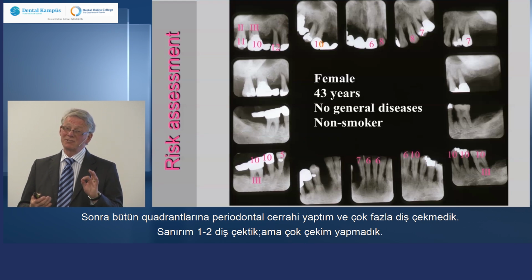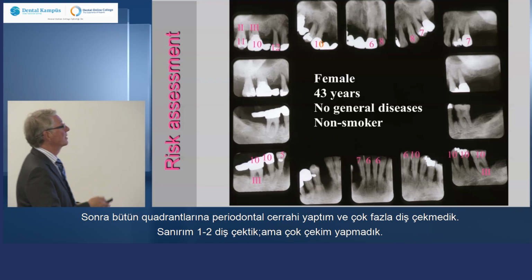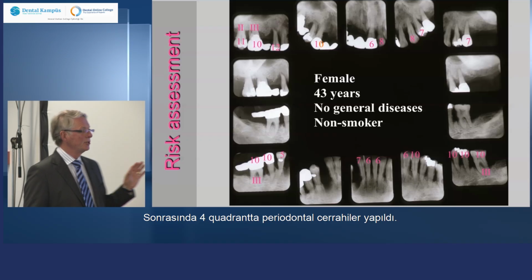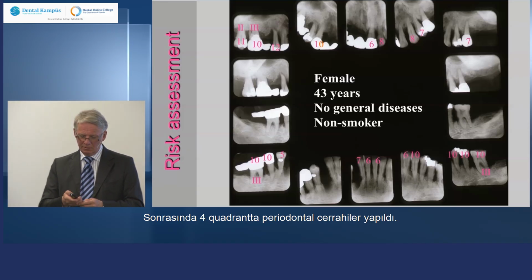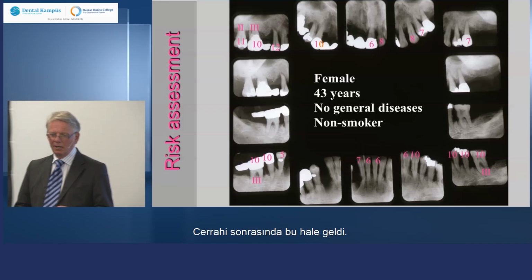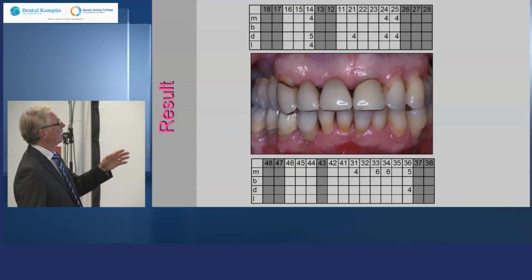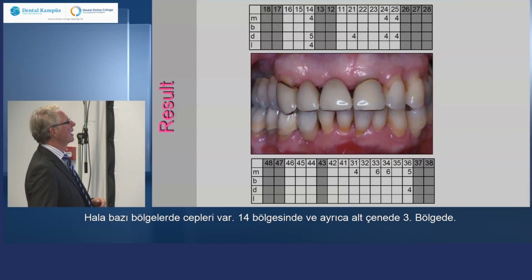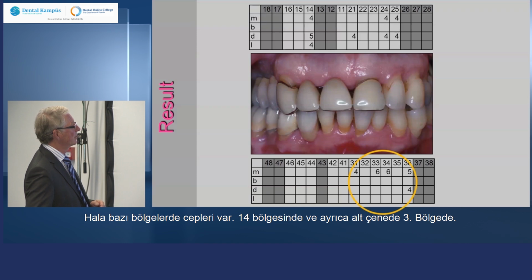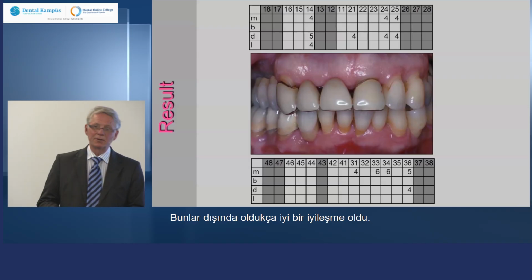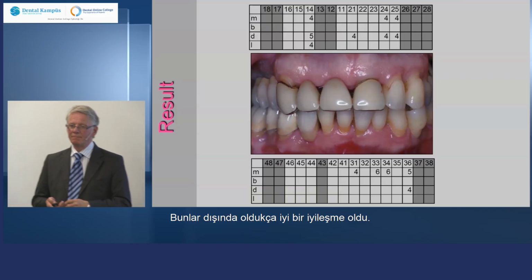We extracted some, not very many, I think 1 or 2 teeth. You will see later on. And then she had periodontal surgery in 4 quadrants. And following that, she ended up like this. And this is now just after healing. We still have a few pockets, 1-4, in this region and also in the lower part up here in the 3rd quadrant. But otherwise, we have had quite nice healing.